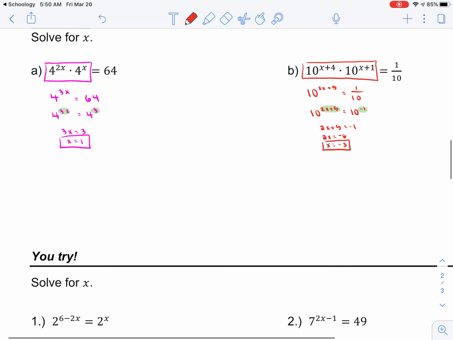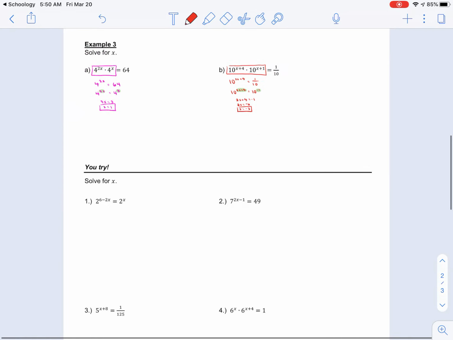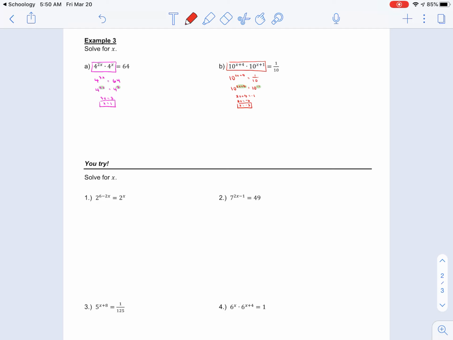So what I would like for you to do at this time is pause the video and try the next 4 on your own. When you're ready to check the answers, please unpause the video and then you can see an explanation of each, or just scroll to the end of the video and check to see if you got all 4 correct. Pausing now.